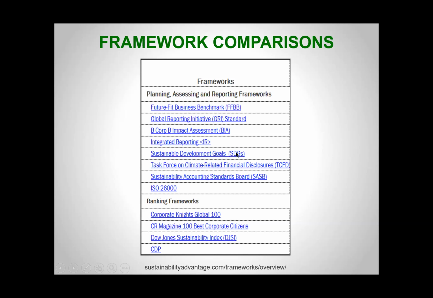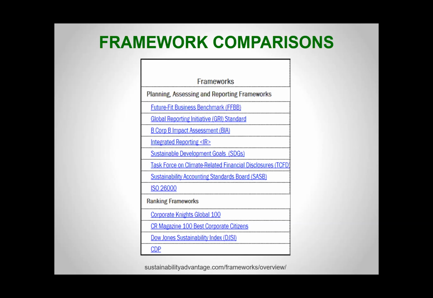Integrated reporting, the Sustainable Development Goals, some guidance from the finance community, the Task Force on Climate-Related Financial Disclosures. This group, which talks about industry-specific things that should be paid attention to for companies, and an ISO standard on sustainability. And then there are also some frameworks that are used to rate and rank how sustainable a company is relative to other companies out there.